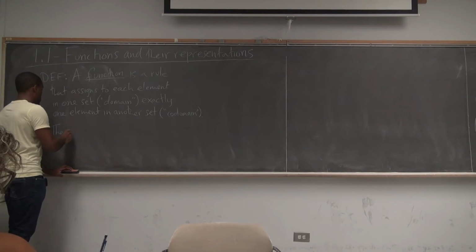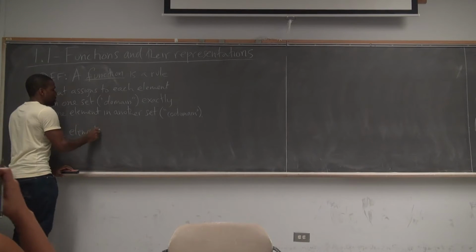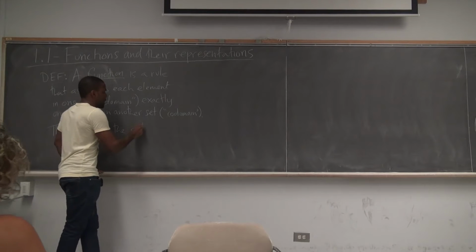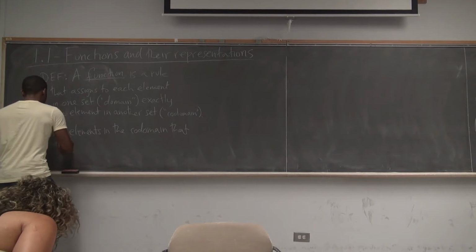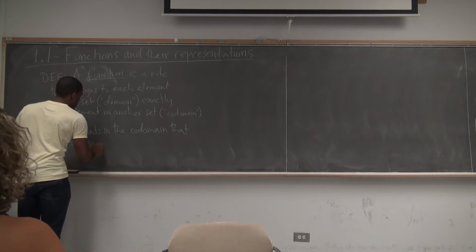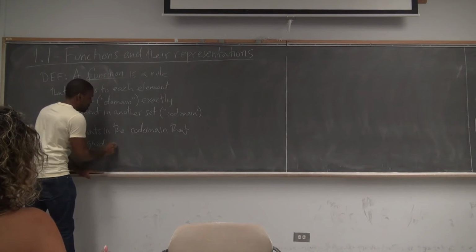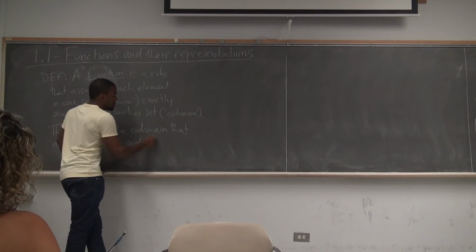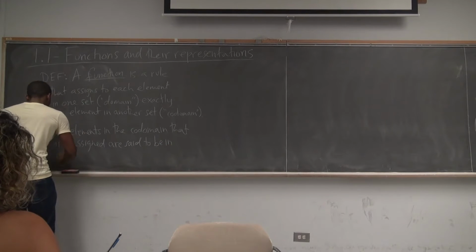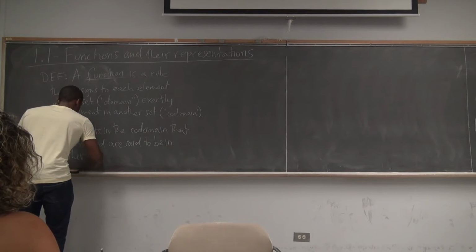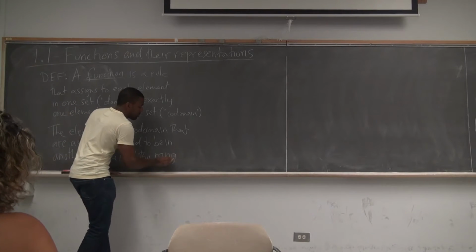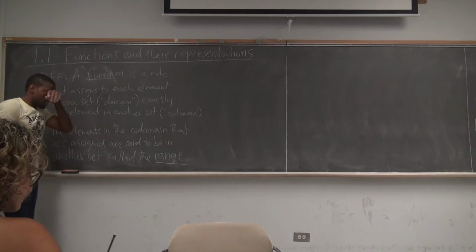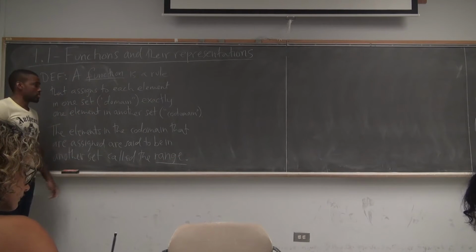So the elements in the codomain that are assigned are said to be in another set called the range of the function. So that's a function. A function is a rule that connects two things, right?